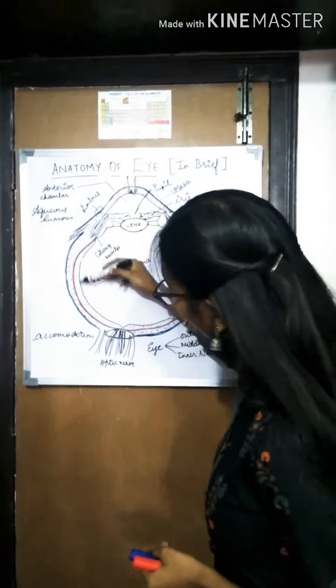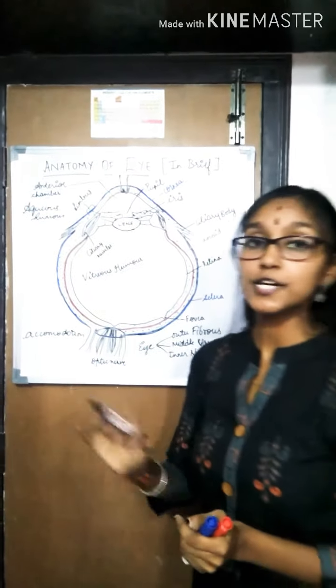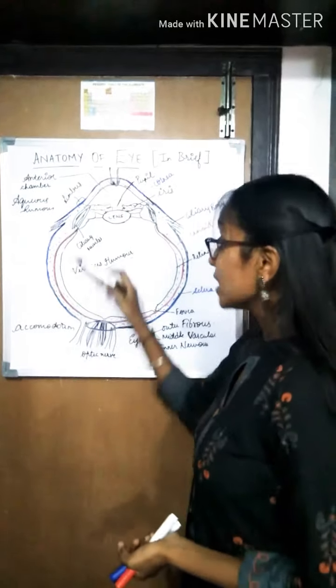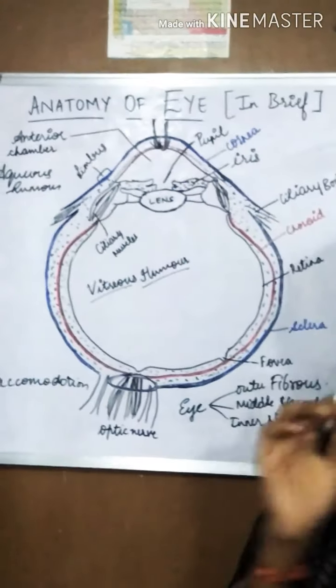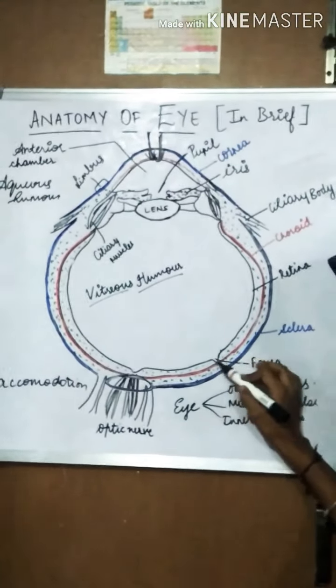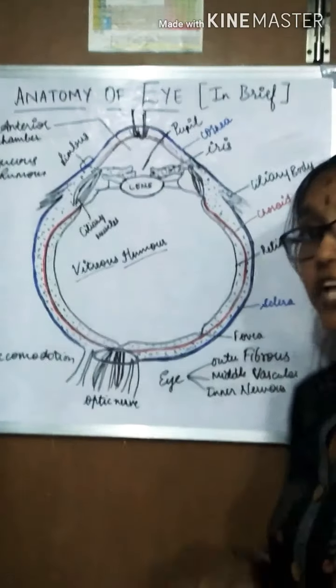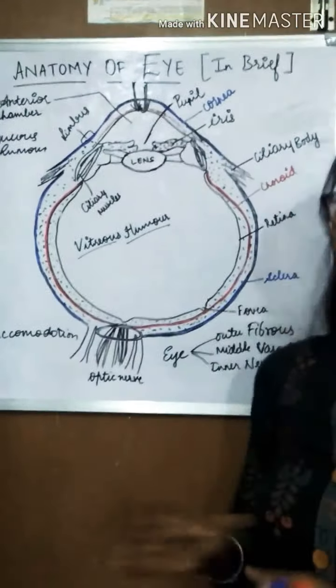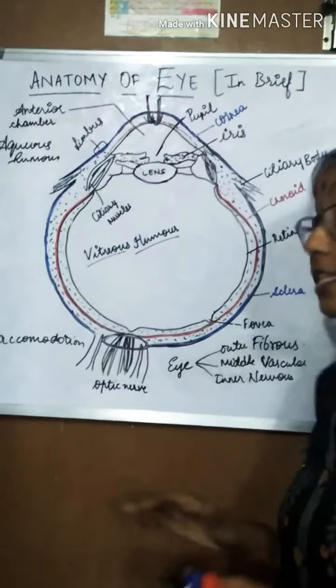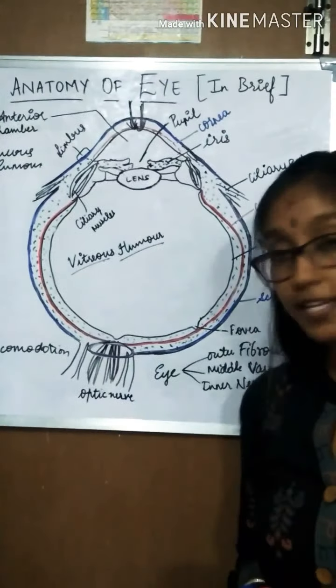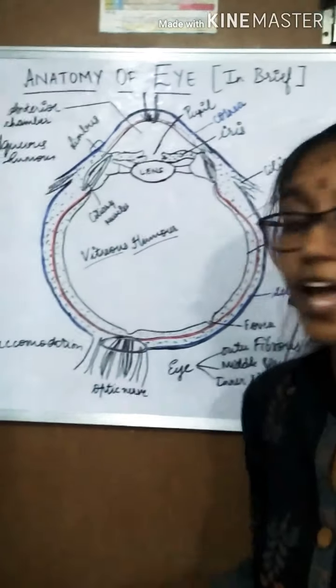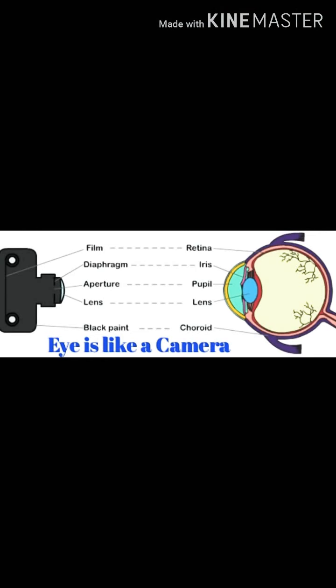The outer layer of the retina is non-nervous and pigmented, whereas the inner layer is light sensitive, and it has a fovea, which is a depression on the retinal membrane that has a high number of cones, and it is the region where high visual activity takes place. So this is regarding the anatomy of the eye.